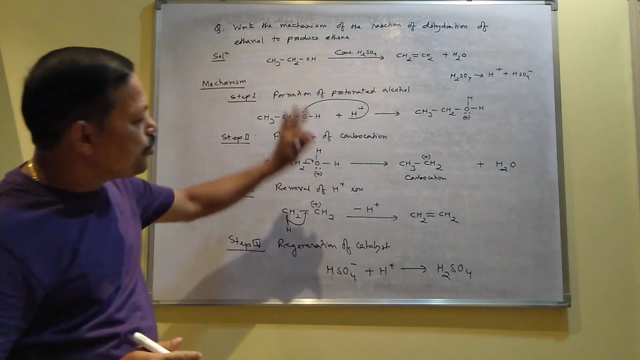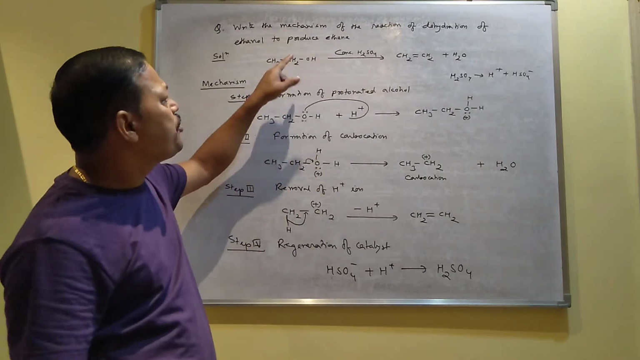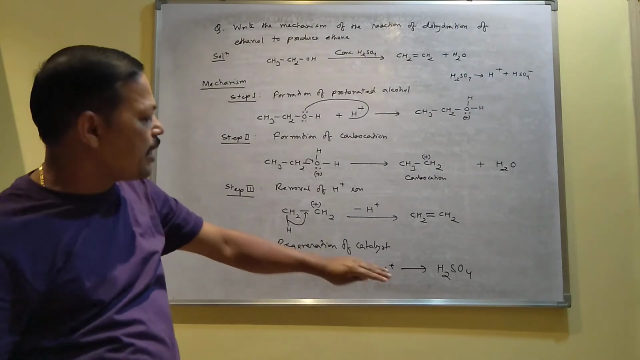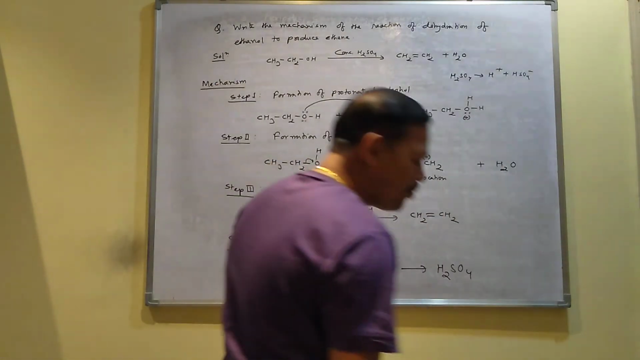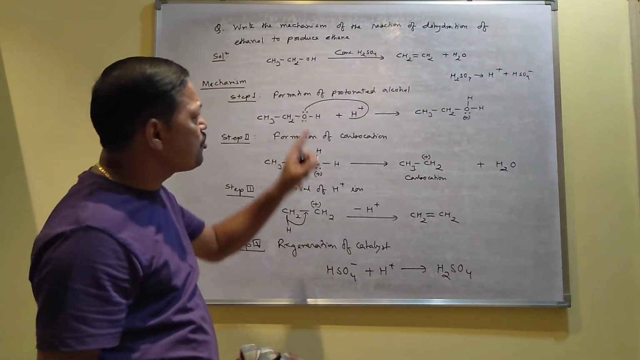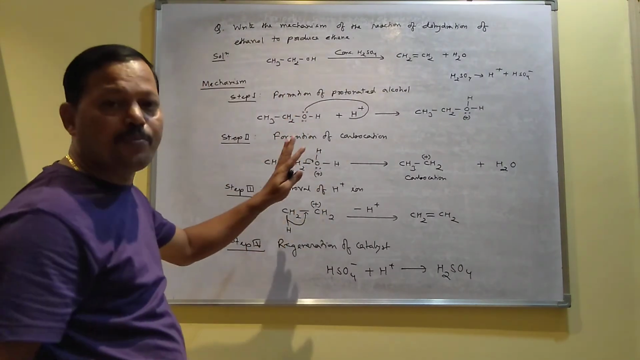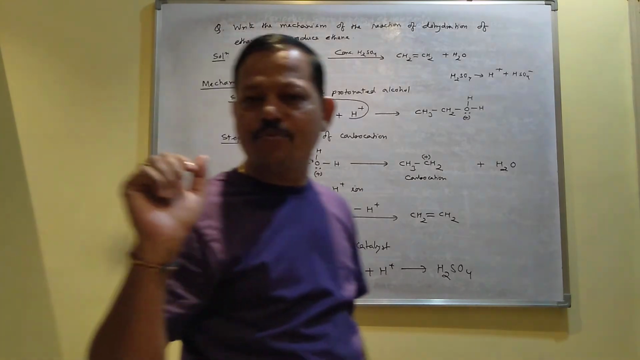So this is about the mechanism of the reaction. Here I have taken ethanol, you can take propanol also, then you will get propene. So the mechanism will be the same. So this is about the mechanism of dehydration of alcohol. I think you will get this question in your exercise also, and this mechanism is very important for the exam. In the exam you will get one mechanism from organic.